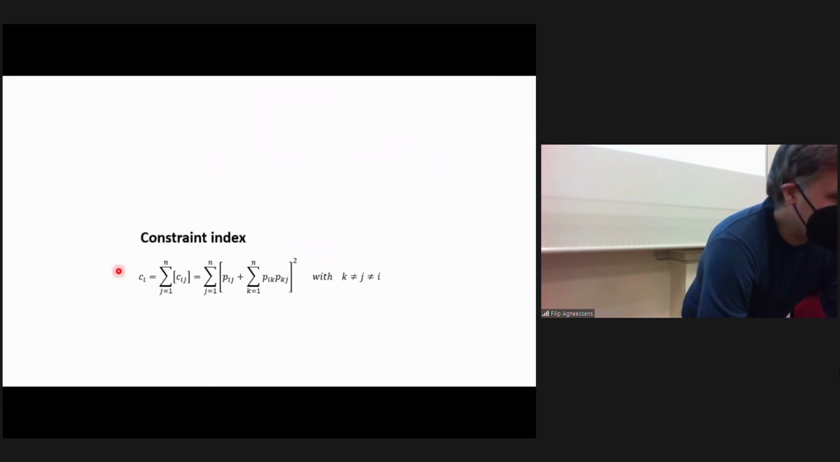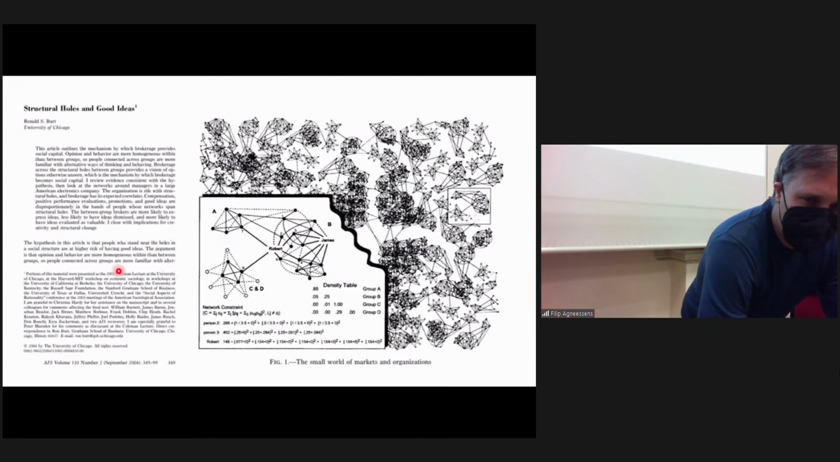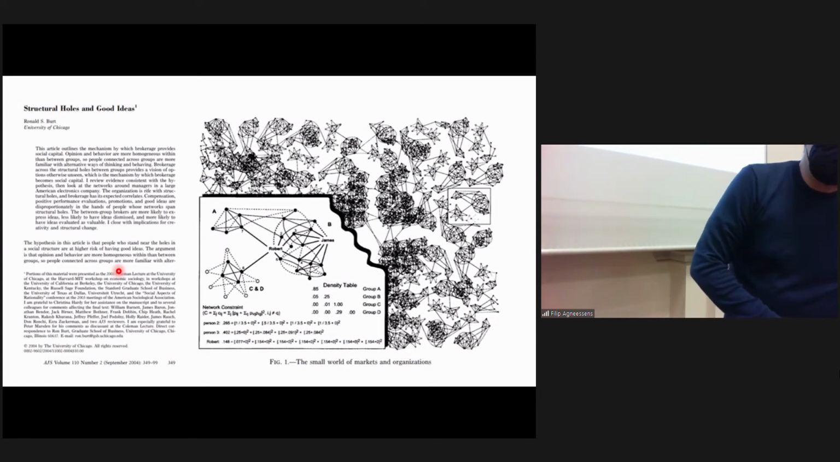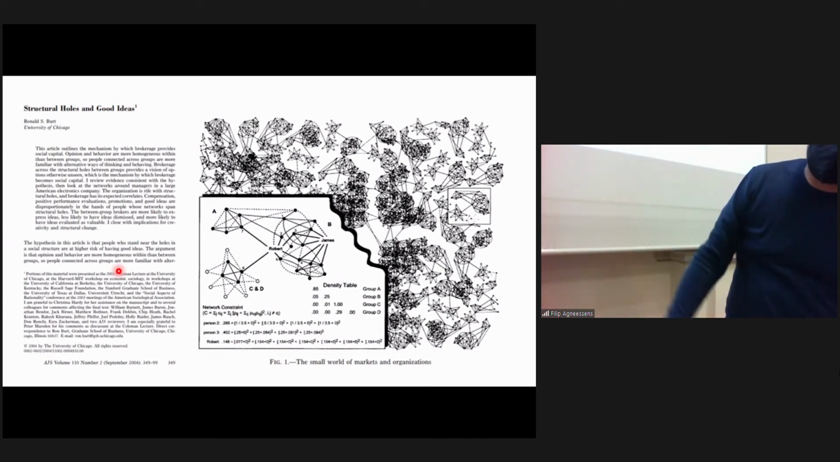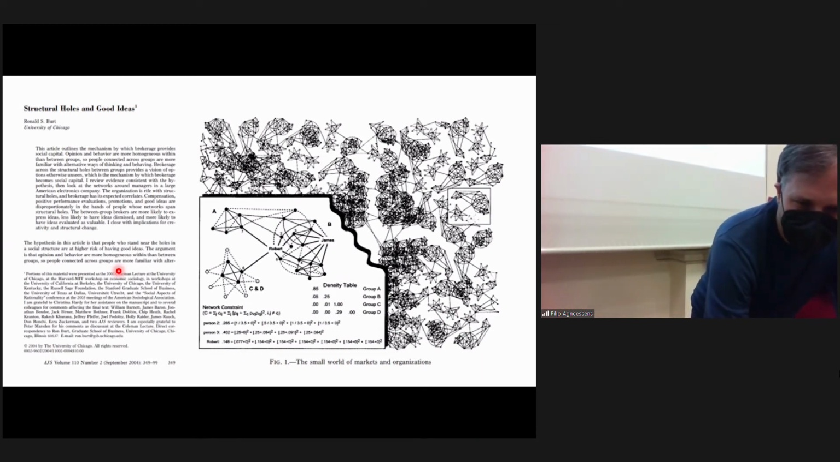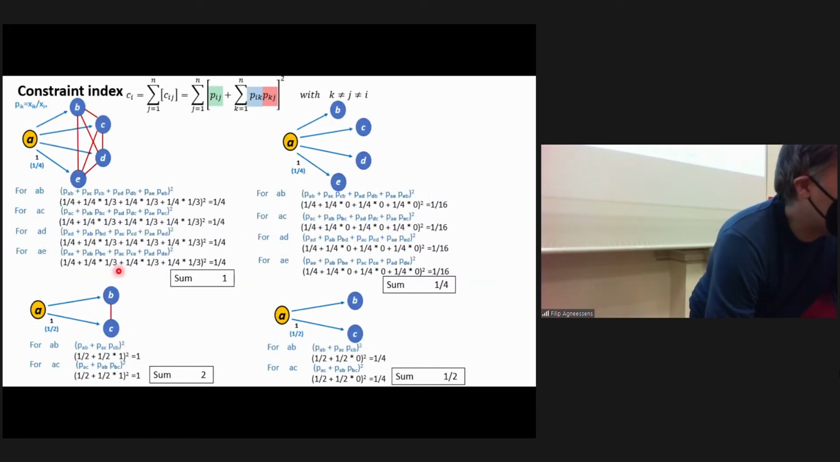So this is a formula, and I want to go over this in detail. The paper I'm referring to is the paper in the American Journal of Sociology, Structural Holes and Good Ideas. This picture that you see has been found in a number of papers from him. So here's the answer, and then we'll go over the details.